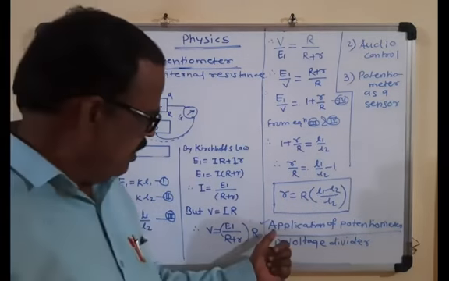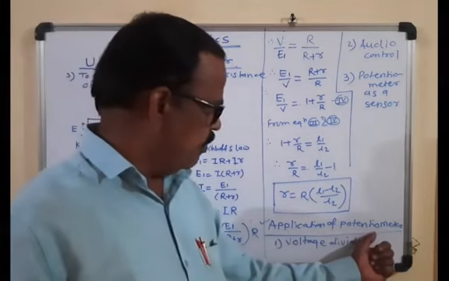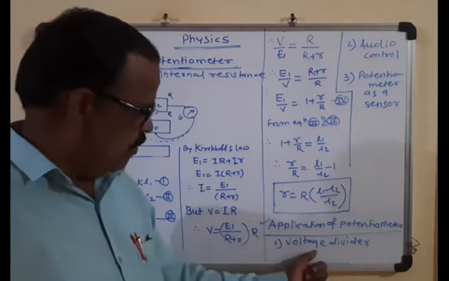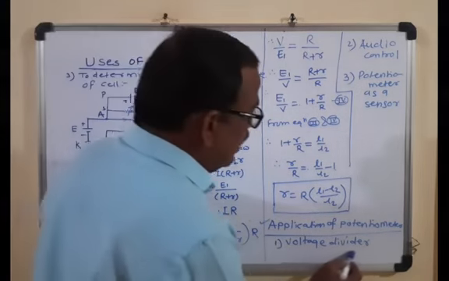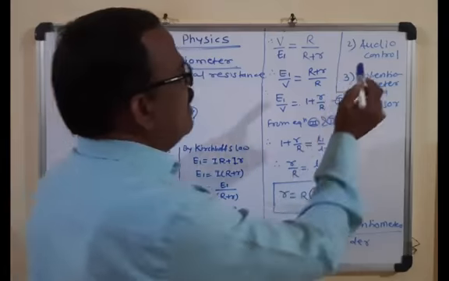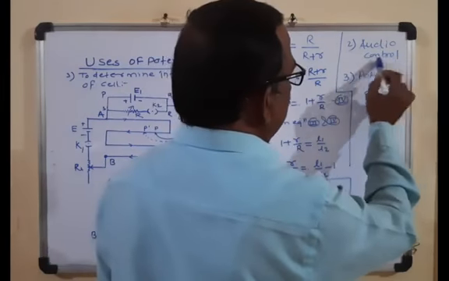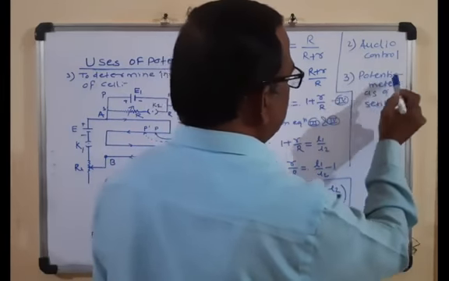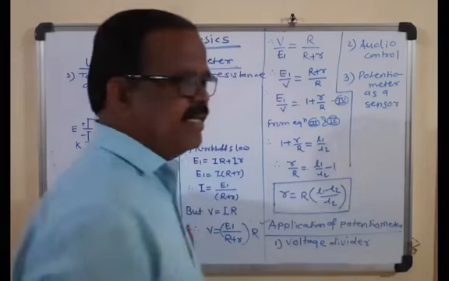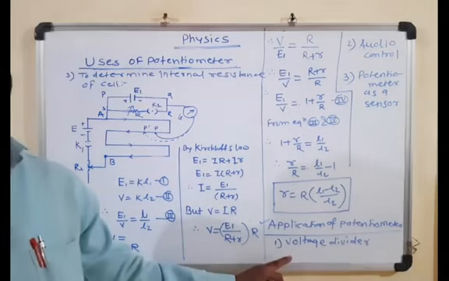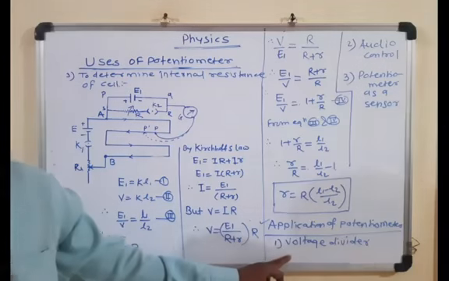Now, we have to explain the applications of potentiometer. The first application of potentiometer is voltage divider. The second application is audio control. And the third application is the potentiometer as a sensor. Voltage divider is the first application of potentiometer.